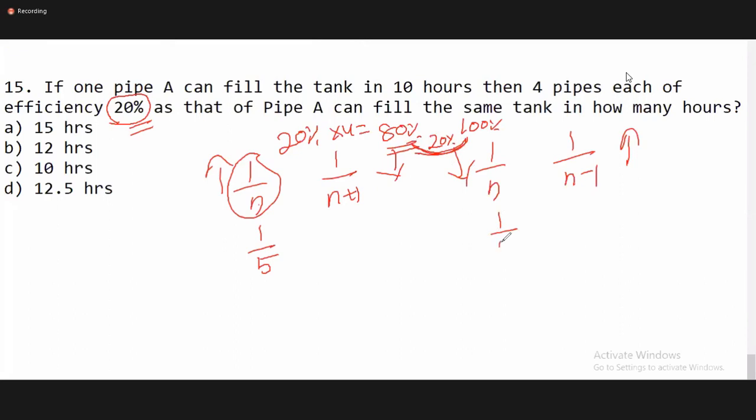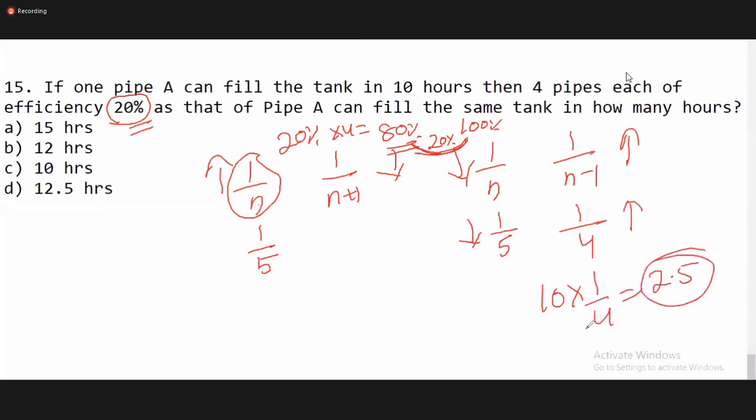When it is decreased by 20%, can I say 1 by 5 decreased? So my time will increase by 1 by 4 only, because 5 minus 1 is 4, 25%. In 10 hours, what is 25%? Can I say 2.5 hours extra? So 10 plus 2.5, it's going to be 12.5 only, no?